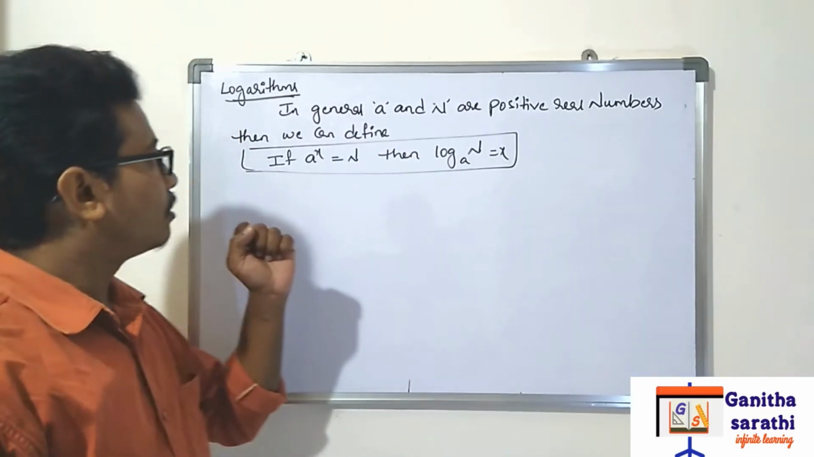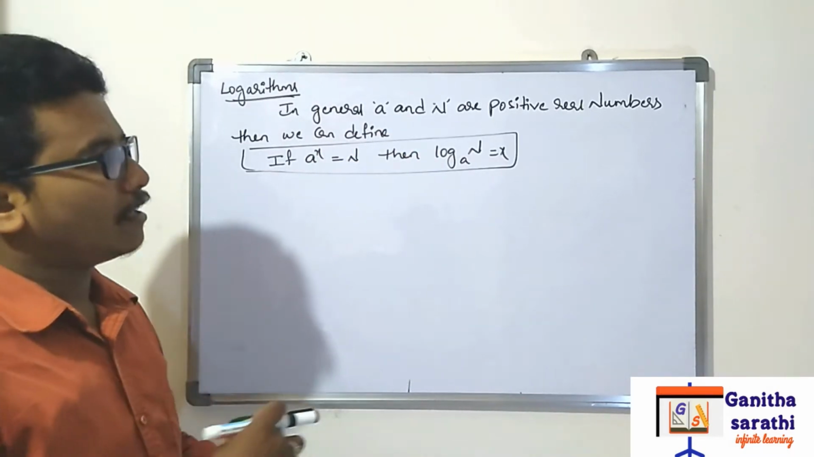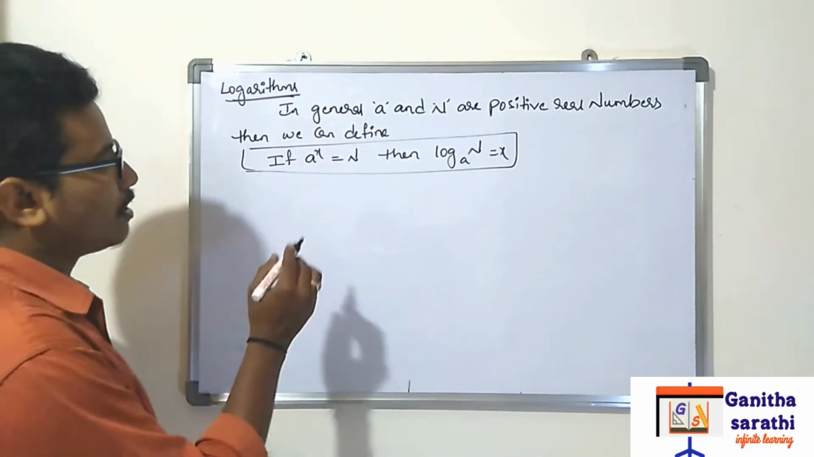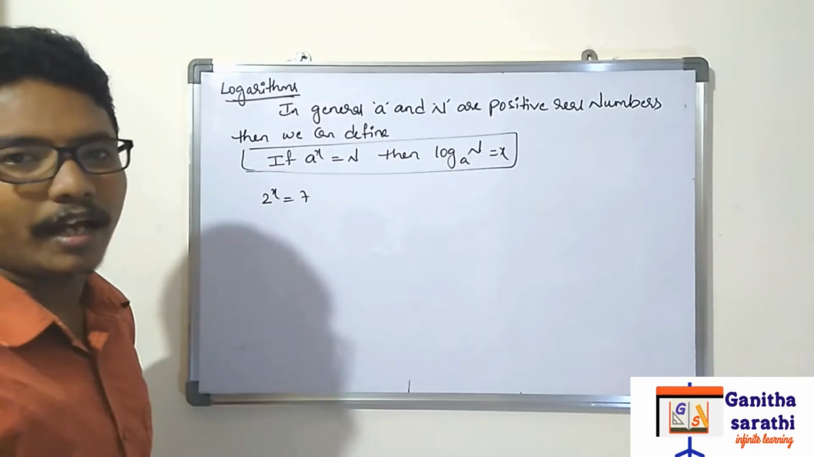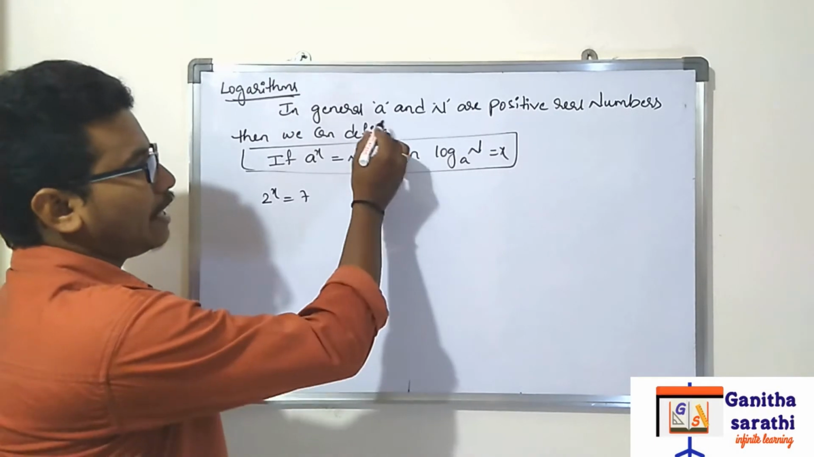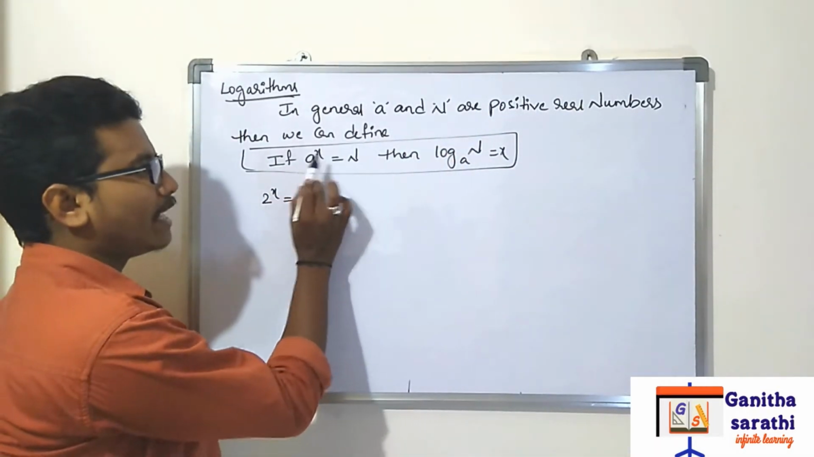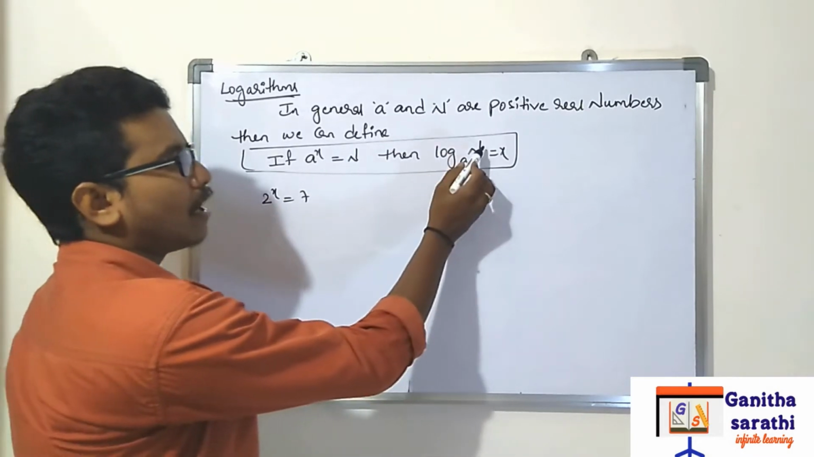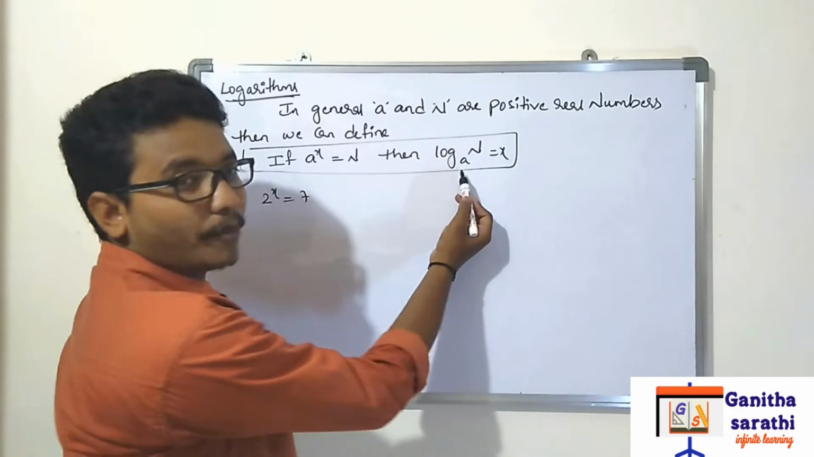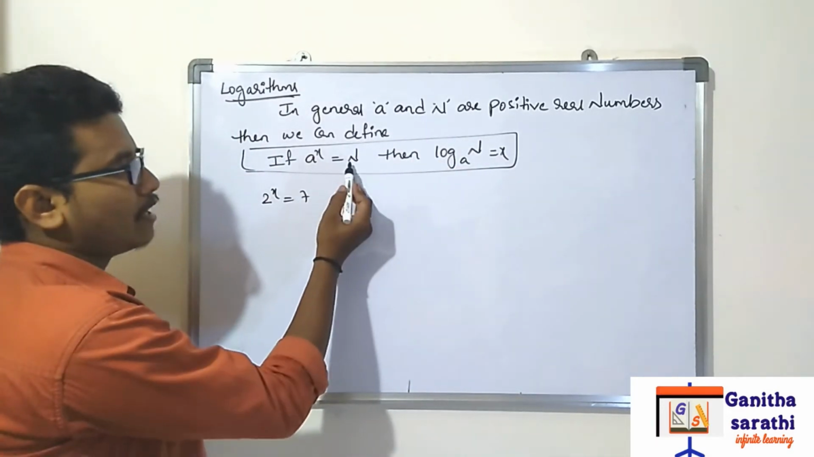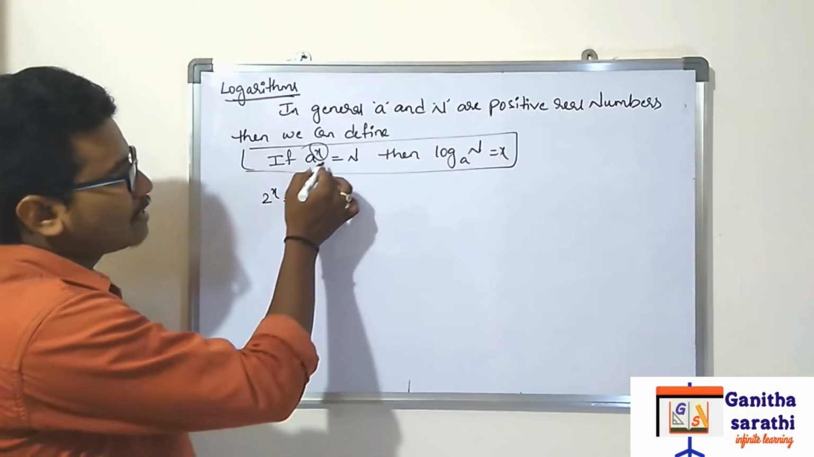See the logarithms now. In general, if a and n are any positive real numbers, in the before problem, what is the problem? If 2 power x is equal to 7, how can we find the value of x? Now, if a and n are positive real numbers, then what is the formula? If a power x is equal to n, then log n to the base a is equal to x. Okay, how should you read this one? Log n to the base a is equal to x.